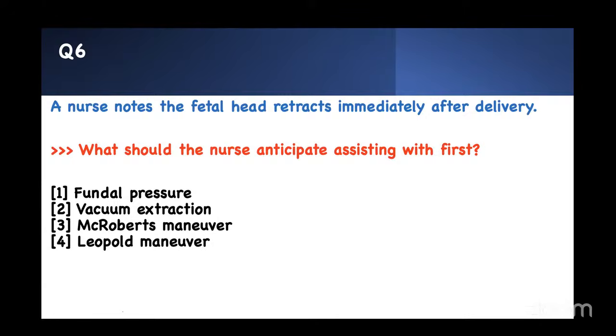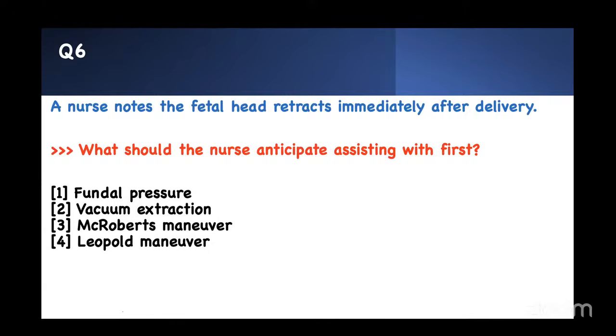Why would the head retract? We call it the turtle sign. And what does the turtle sign mean? Turtle sign happens when you have what? Shoulder dystocia, right? The baby's head goes back and forth, back and forth. And so this is an obstetric emergency. Instead of me telling you the patient has shoulder dystocia, I use the description of what is going to happen. The head comes out and then goes back like a turtle. And therefore, how do you manage it?